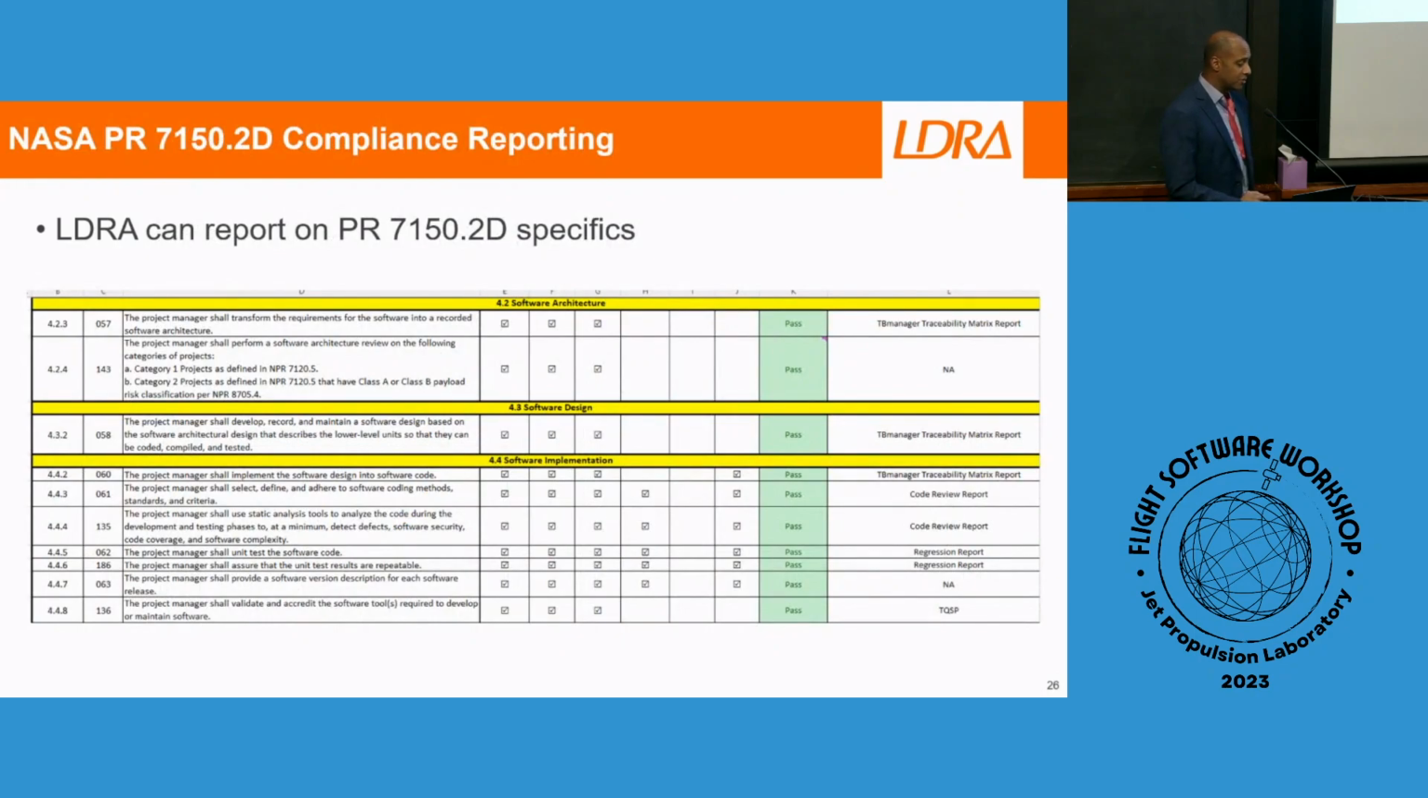And one of the things that we're working on that I just wanted to highlight is that we do have overall traceability reports that can show basically those big tables in the standard and show what parts you pass and what parts you can show specific evidence for. So we do have reports that draw in very specifically to those NPR 7150.2D specifics.